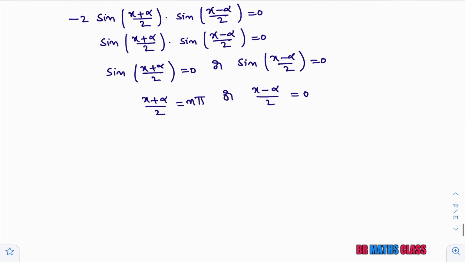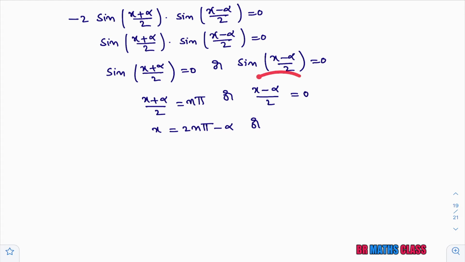I want x from this equation. What is x from this? You just take this 2 to the right hand side part. You will get that x plus alpha equal to 2n pi. What is x from this? x is 2n pi minus alpha.